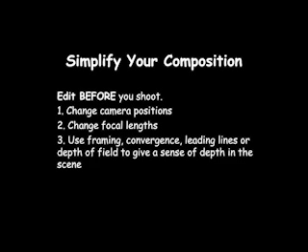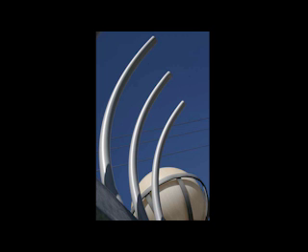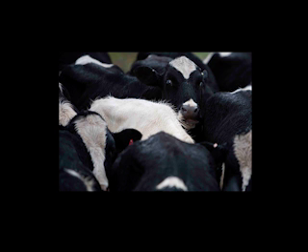So here's a thought. Edit before you shoot. Change your camera position, change your focal length. Use the frame, depth of field, right? Look at the lines, right? Is it a static or is it a dynamic composition? How are those lines moving through the photograph? How's the photograph being filled? What's the little aha in there?